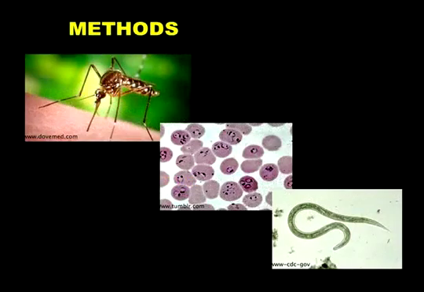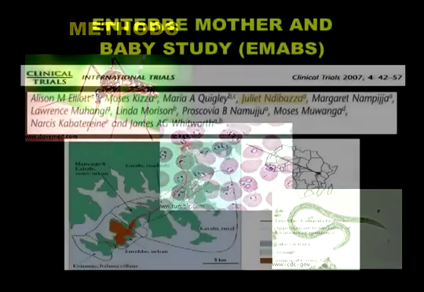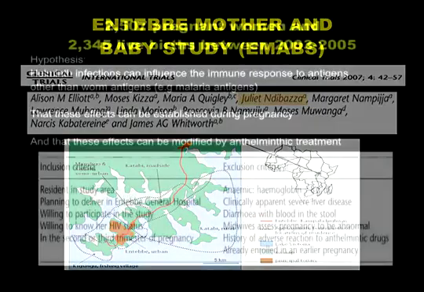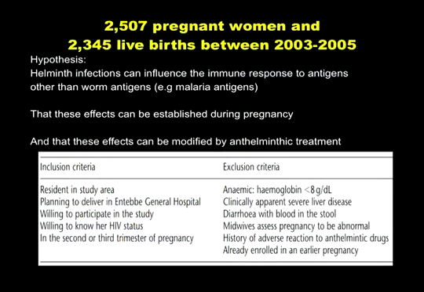So now I'd like to take you through the methodology I used for this research. My PhD research was nested in a large birth cohort, the ENTEBBE Mother and Baby Study. The principal investigator for this study was Professor Elliott, and the study was carried out in the ENTEBBE municipality and the neighboring Katabi sub-counties. In this study, 2,507 pregnant women were enrolled, accruing 2,345 live births between April 2003 and November 2005.